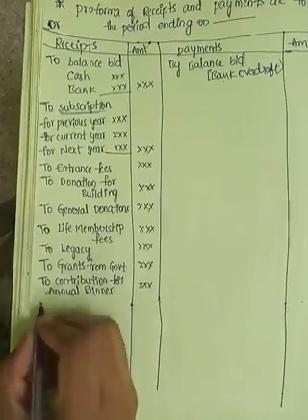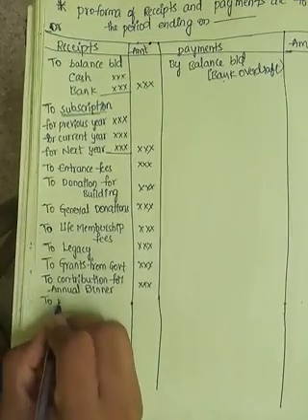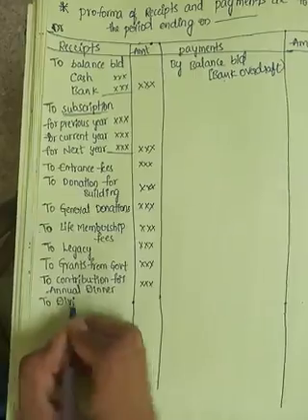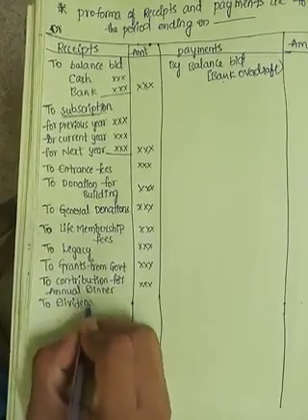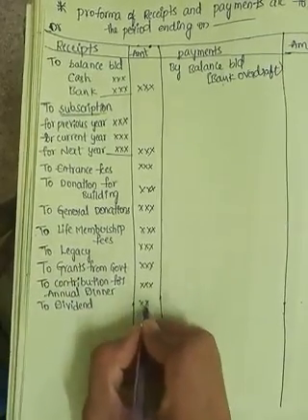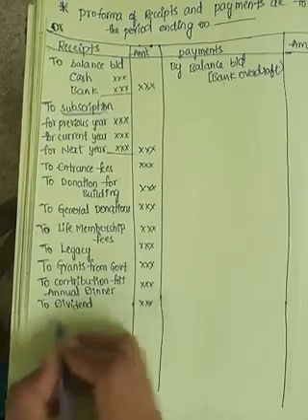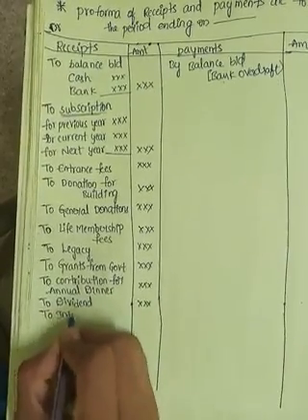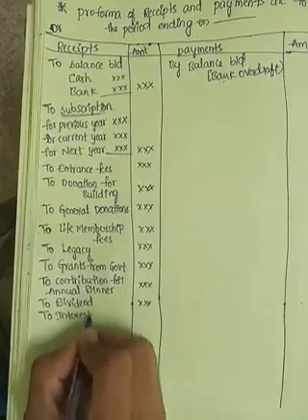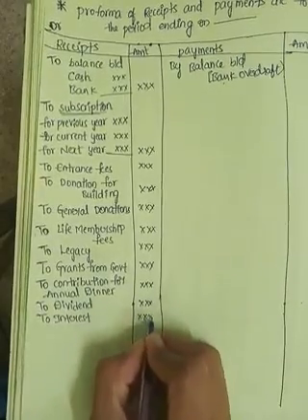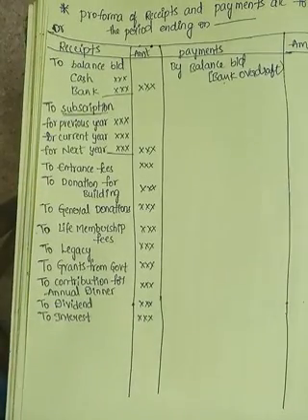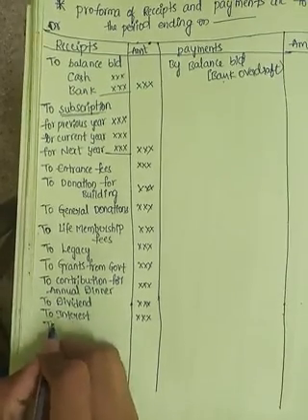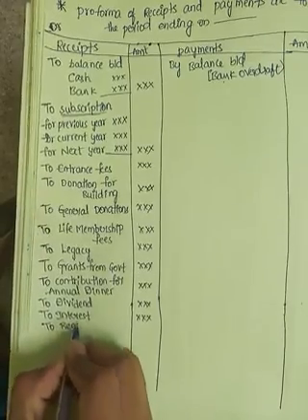Next is to dividend, to interest, to dividend and to interest, to rent.